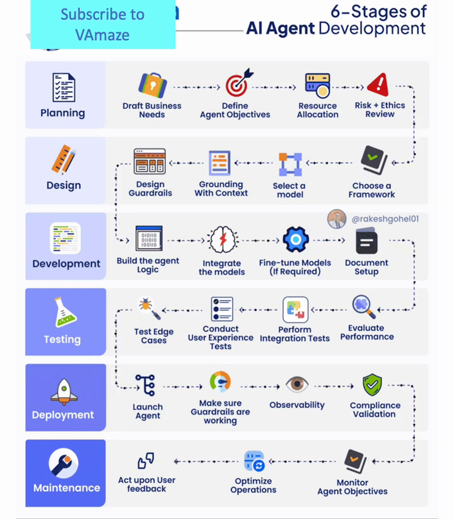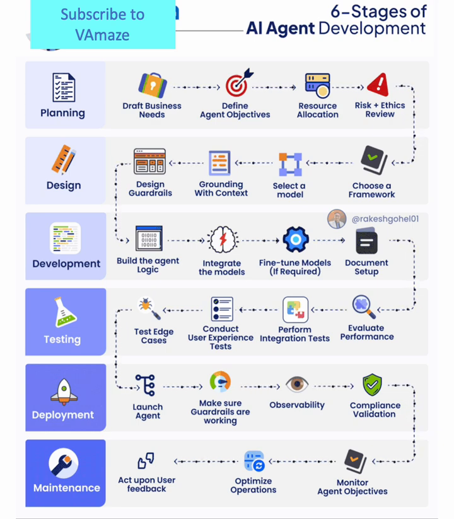Development is where your design comes to life through careful implementation and integration. Build the agent logic. Implementing the core logic, rules, and reasoning system requires translating your design specifications into functional code. This involves creating decision trees, workflow orchestration, and the fundamental reasoning capabilities that will drive your agent's behavior.